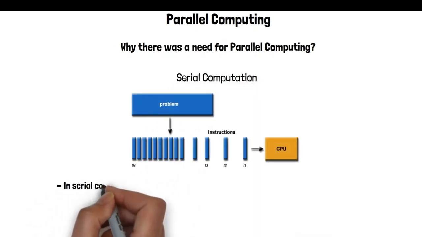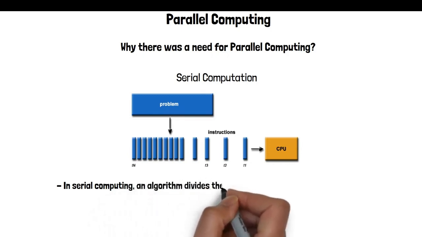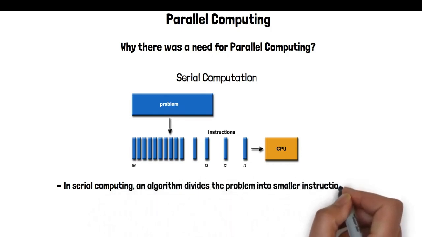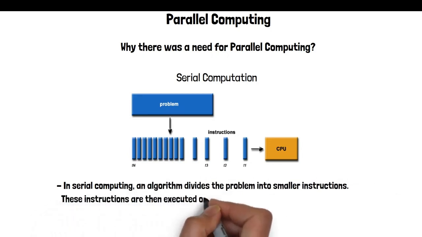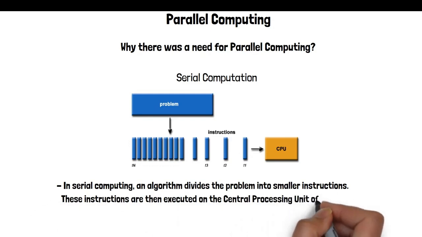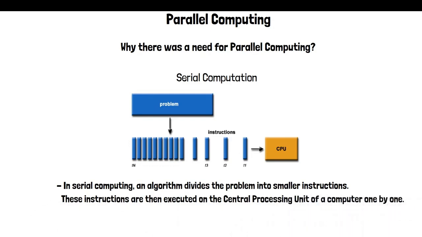In serial computing, an algorithm divides the problem into smaller instructions. These instructions are then executed on the central processing unit of a computer one by one. This was creating a huge problem in the computer industry, as only one instruction was getting executed at a moment. Additionally, the required amount of time for executing multiple instructions was also high.